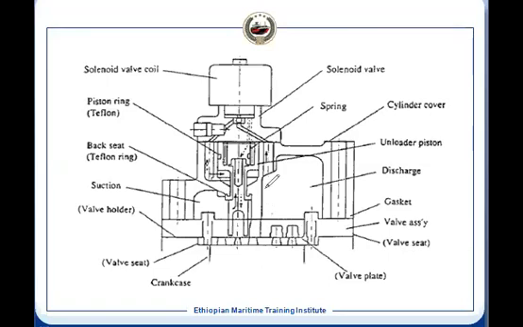Whenever you want to load it, it will get energized. Suppose we stop the compressor. When you stop, it should be in unloaded condition. So it gets unloaded because at that time this solenoid valve will be de-energized. And then this spring will force it in the downward direction, and it will push the valve plate downward.